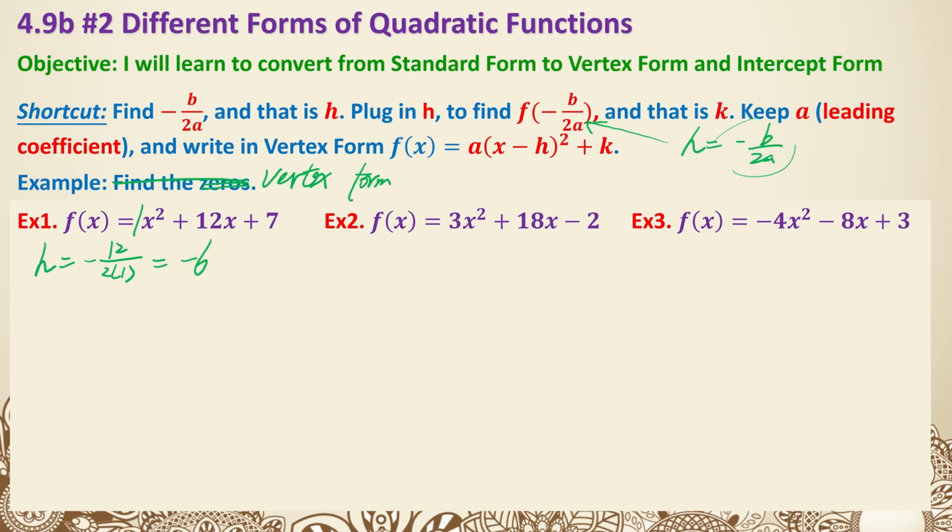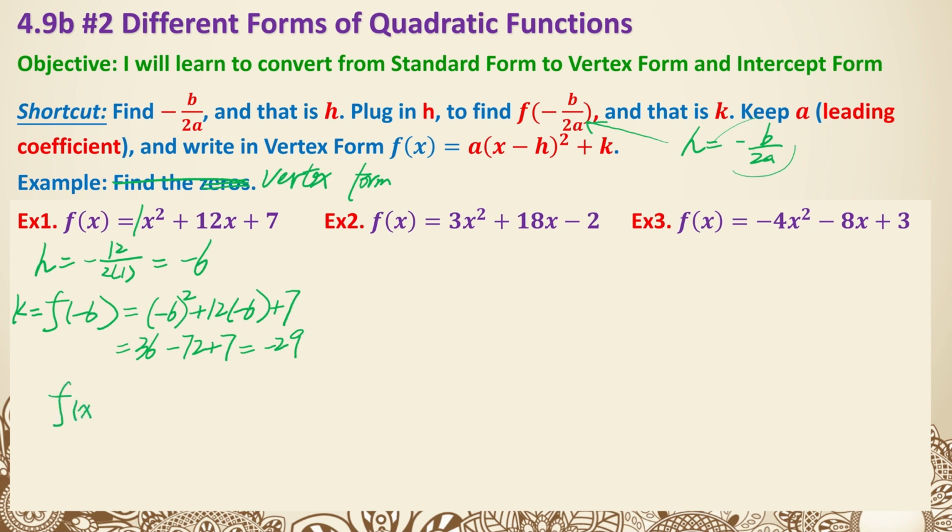And as soon as we have h, we can just plug it back in to find the k, because (h, k) is a point on the function graph. So f of negative 6 is going to give us the k. Let's plug it in. Negative 6, when you square a number, make sure you put it inside parentheses, plus 12 times negative 6, plus 7. We got 36 minus 72 plus 7. So it's negative 36 plus 7, which is negative 29. That means our h is negative 6, our k is negative 29.